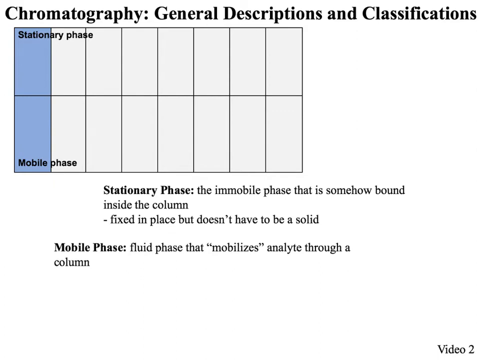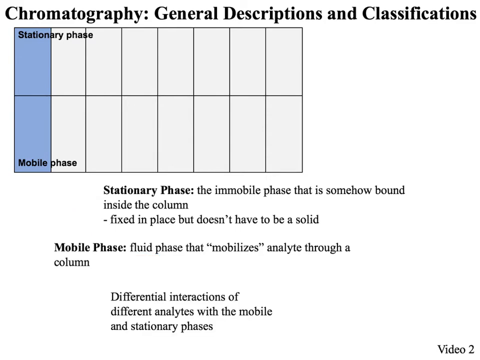The next thing we need to define is the mobile phase, which is the fluid phase that mobilizes the analyte through the column. Now this fluid can be anything that is fluid, a liquid, a gas, a supercritical fluid, etc. And separation arises from the differential interactions of different analytes with the mobile phase and the stationary phase.